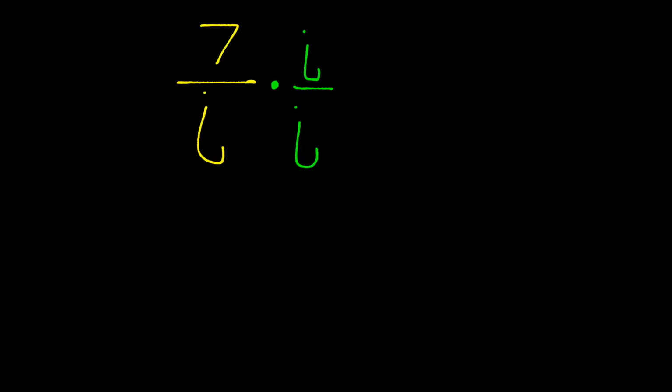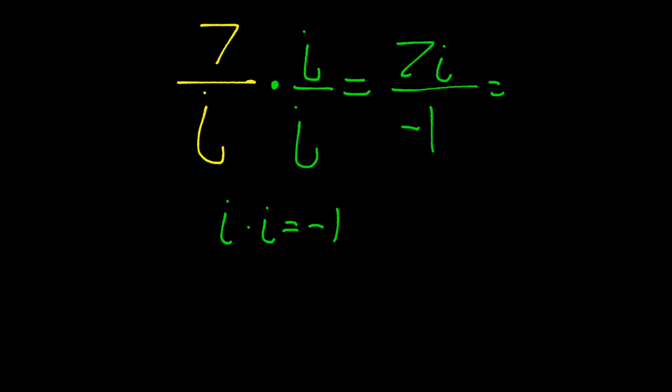So what does this become? On the top, 7 times i is just 7i. On the bottom, we have i times i. Well, remember, i times i is -1. So on the bottom, I just have -1, which means my final answer is just going to be -7i. And there we have it. We can simplify fractions or division problems that look like fractions by multiplying by i over i. Now, what if we have a little more complicated one? Let's get to it.